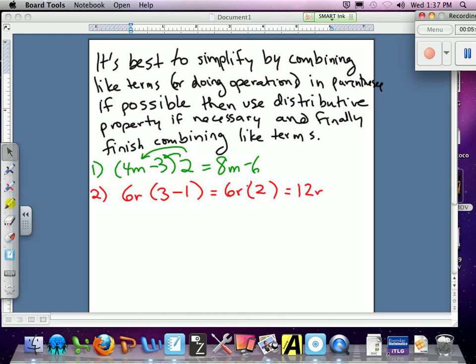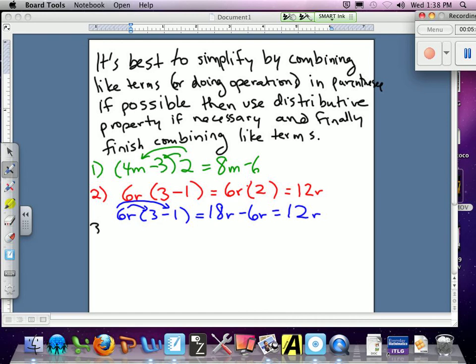So again, that same problem could be done with the distributive property instead. So 6r times the 3 minus 1. If someone didn't notice that they could take care of inside the parentheses, they would do 6r times 3 is 18r, minus 6r times 1 is 6r. And then when they combine like terms, they would still get 12r. So it's okay if you're going distributive property happy and doing more problems with distributive property than you need.